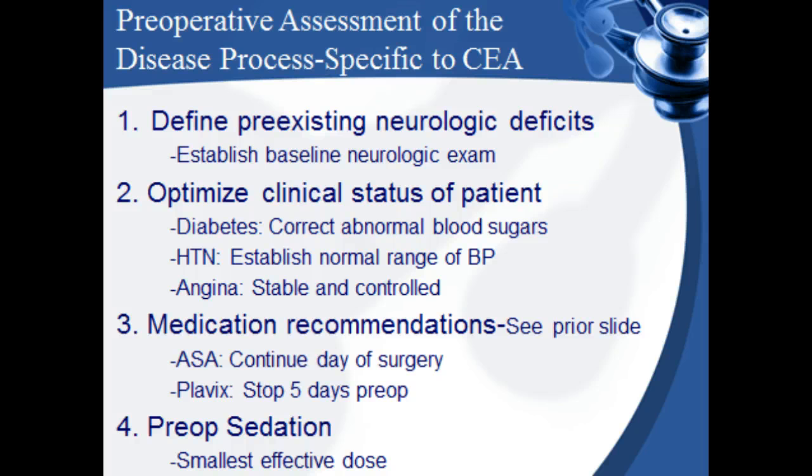Number 2, optimizing the patient's clinical status according to their coexisting diseases. Again, uncontrolled perioperative hyperglycemia can increase morbidity by enhancing ischemic cerebral injury, so you want to correct any abnormal blood sugars. It's beneficial to establish the usual range of blood pressure for the patient preoperatively to provide a guide for acceptable perfusion pressures during anesthesia and surgery. Angina should be stable and controlled. In addition, CHF symptoms should be absent. Because most patients are elderly, enhanced sensitivity to medication should be expected.